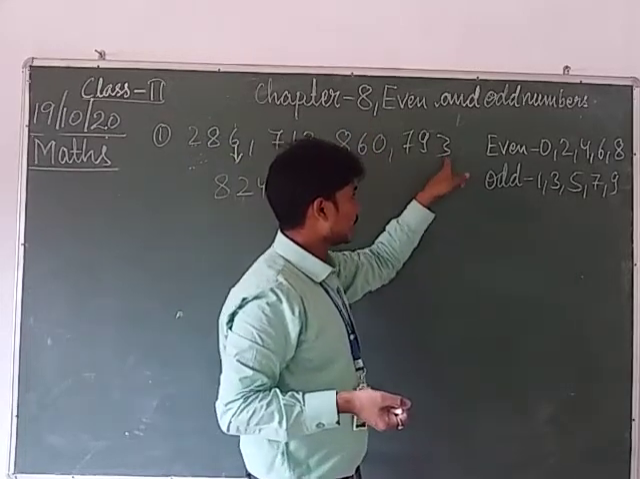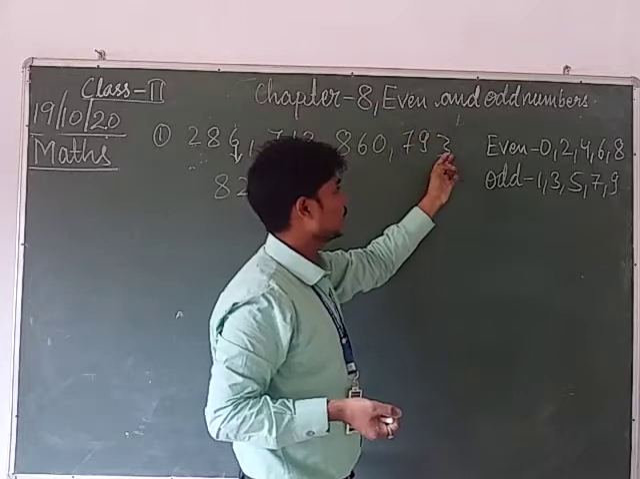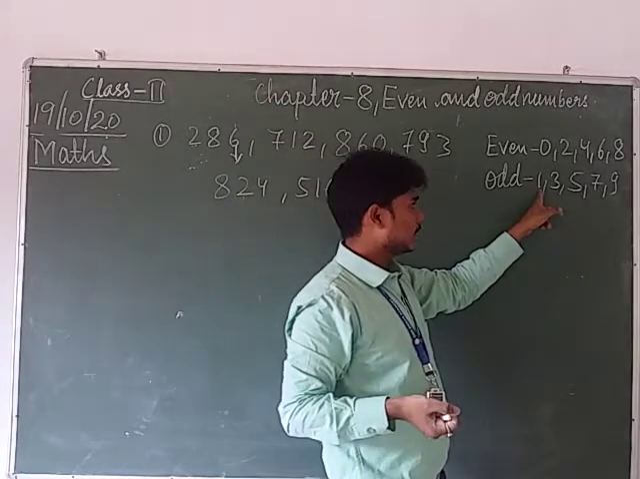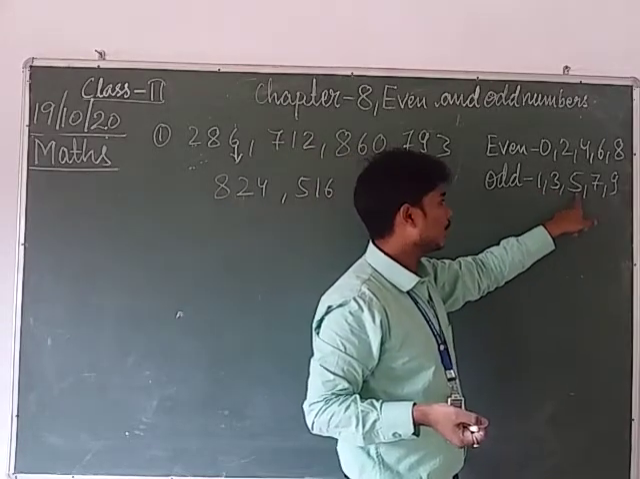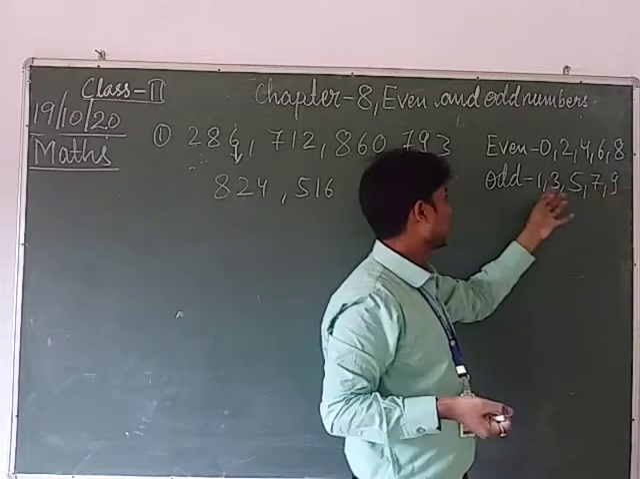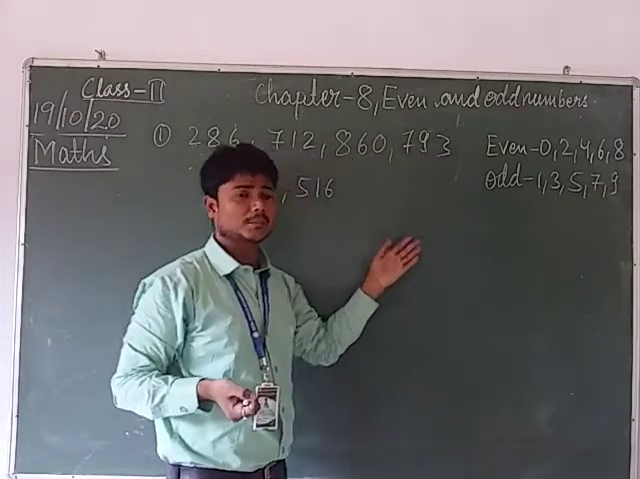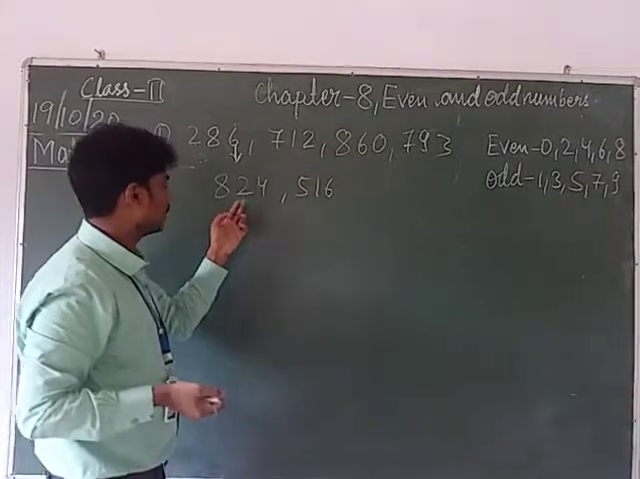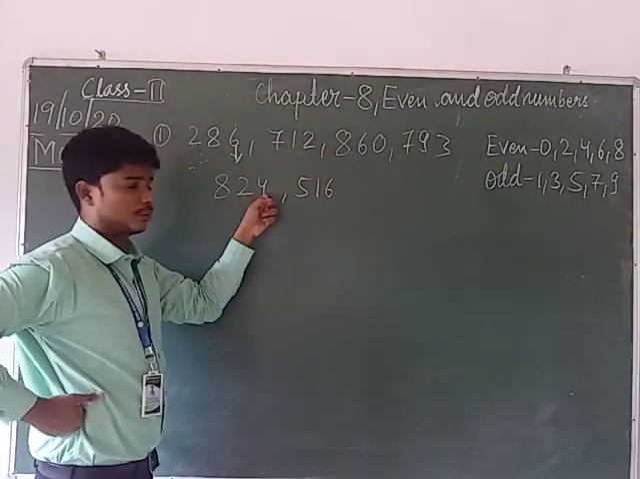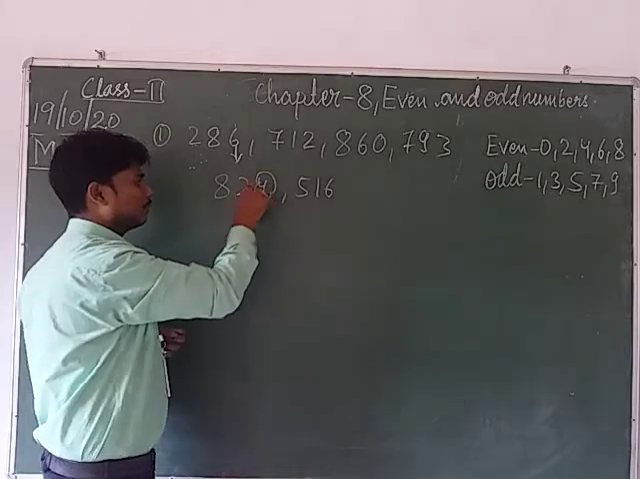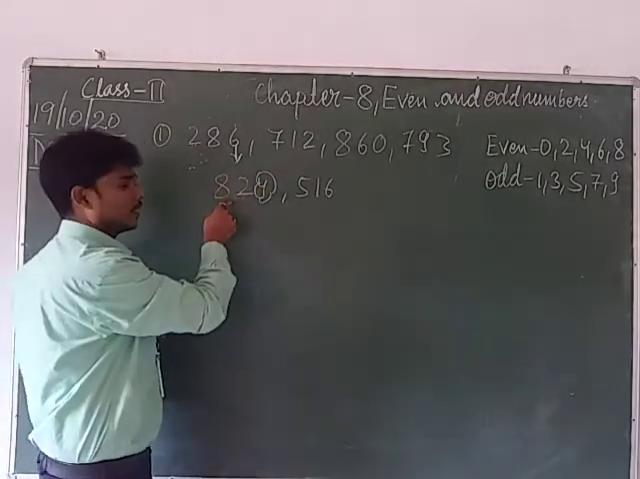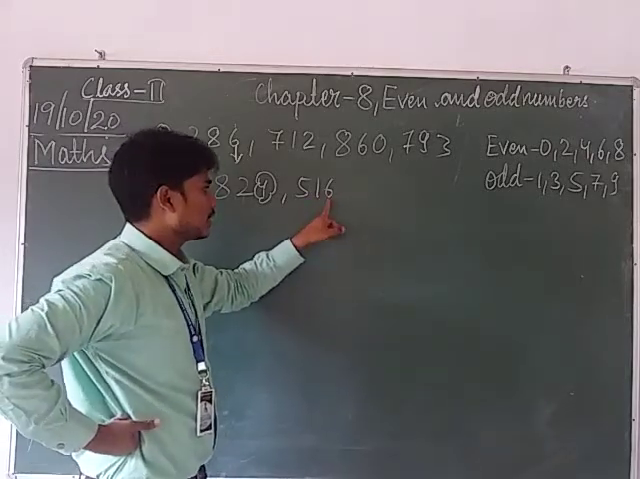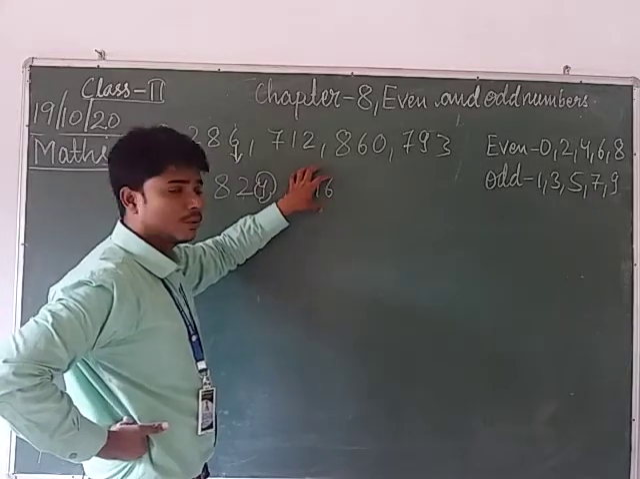Now see here. The number in the unit place is what? 3. So this is not an even number. This is an odd number. If the number ends with 1 or 3 or 5 or 7 or 9, that number is called an odd number. Now see the next number. Next number is what? 824. And the number in the unit place is what? 4. So this is called what? Even number. Now see the last number. Last number is what? 516. And the number in the unit place is what? 6. So this is also an even number.